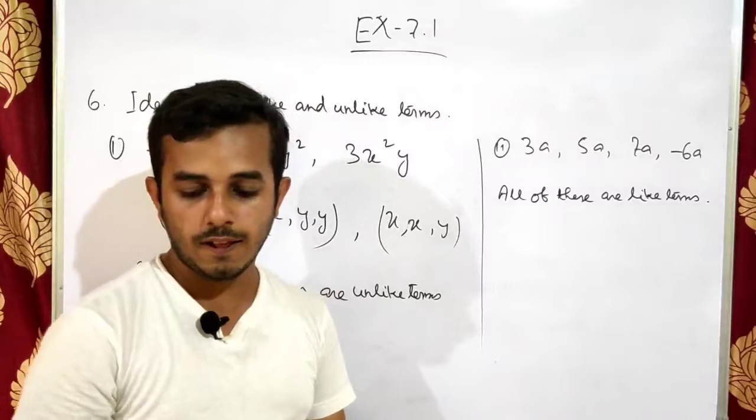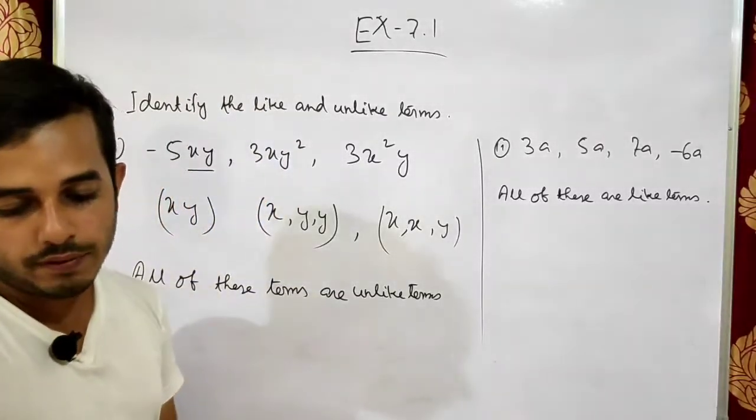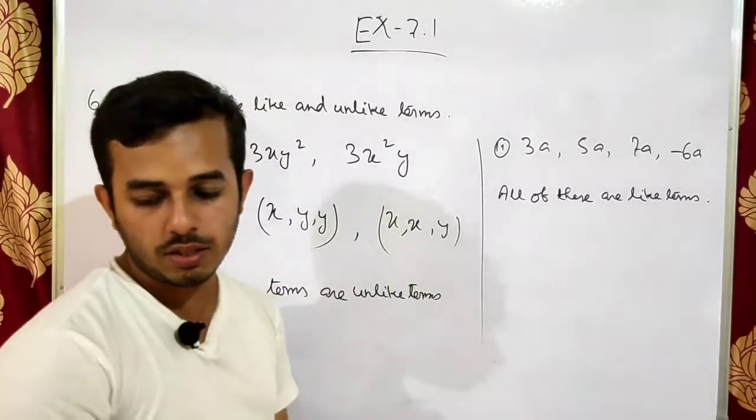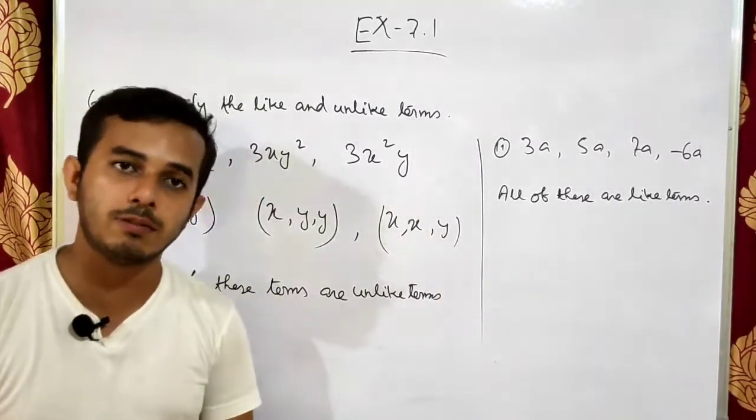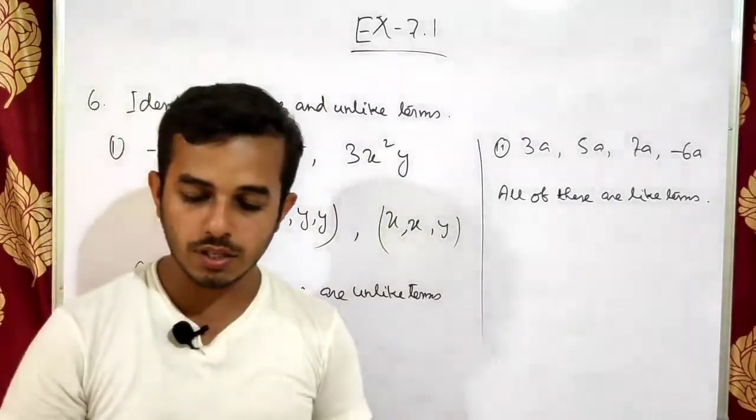Next one: 5x, 7y, 3z. This will be unlike terms, because all of them are different.